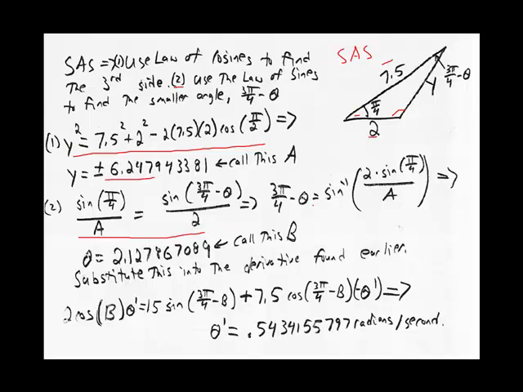I'll let you guys work through that, but essentially I'm getting the angle 3 pi over 4 minus theta is equal to the inverse sine of this. I've actually solved for the angle inside here. Once I do that, I have the ability to solve for theta, and I end up getting theta is equal to 2.12786 radians, and I'm going to call that B.